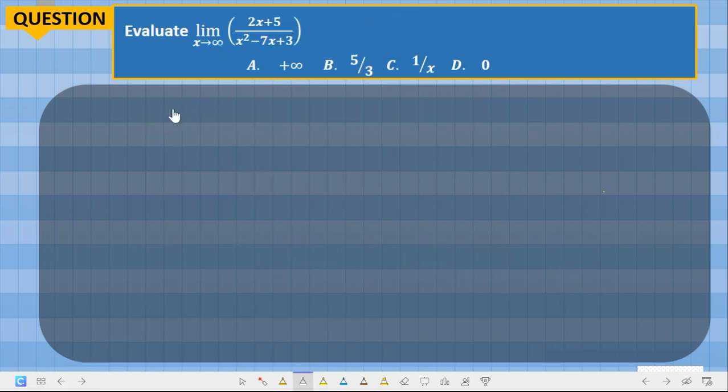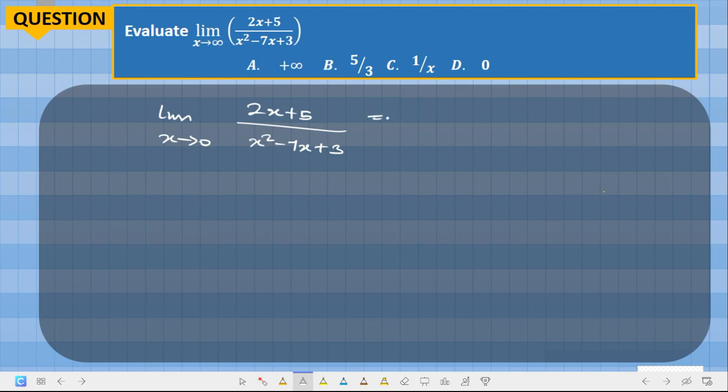Now let's have this question. It says the limit of s tends to infinity of 2s plus 5 all over s squared minus 7s plus 3. Now whenever you are given a question like this, you divide both up and down by the value which of them has the highest power here. Okay, the highest power here is what? S squared. The coefficient of s squared, so you divide both sides up and down by what?